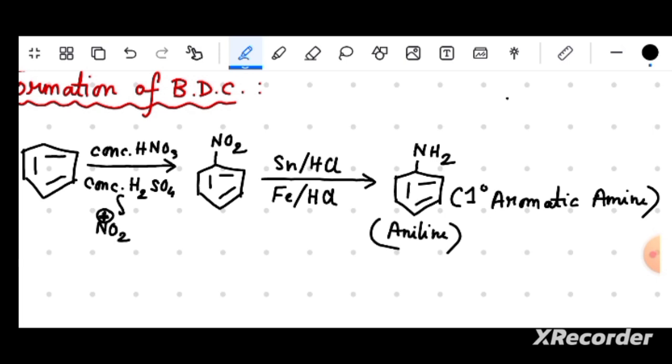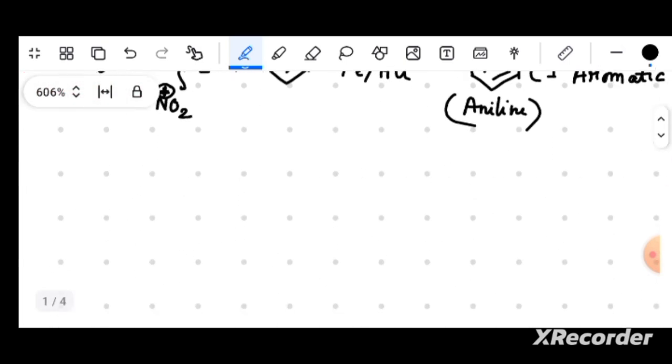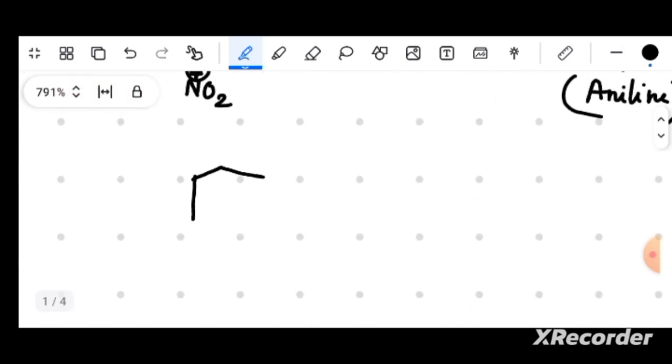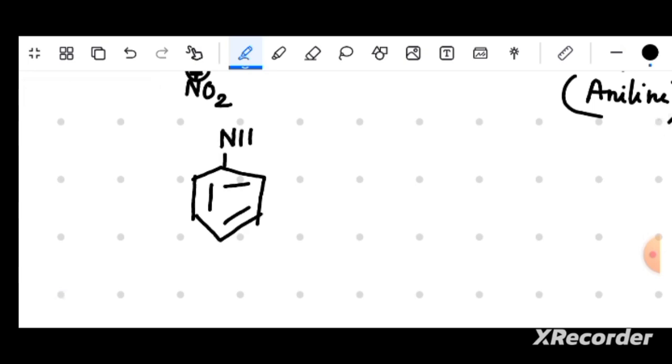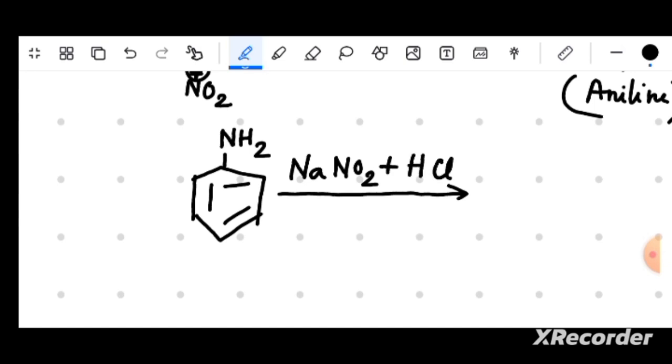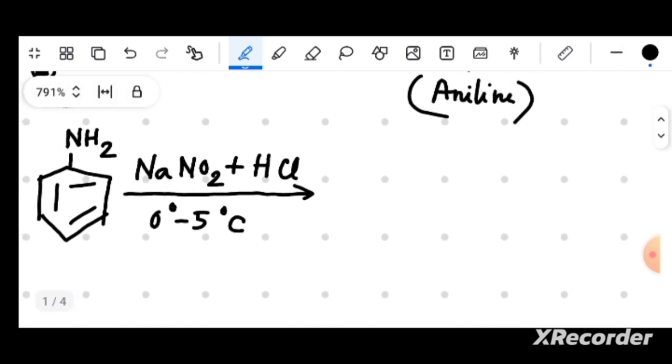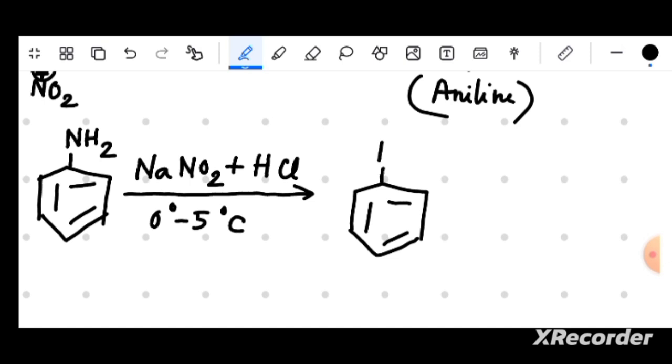Now we will go to the next part, the basic reaction here. Aniline, if we add to it NaNO2, that is sodium nitrite, plus hydrochloric acid at 0 to 5 degrees Celsius, we get benzene diazonium chloride. How does it look? It looks like this. This is BDC.